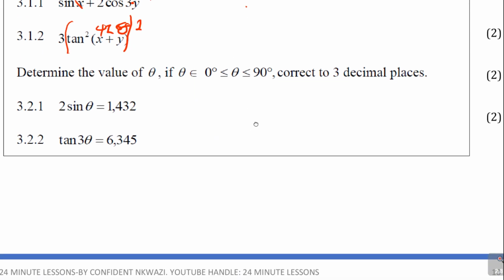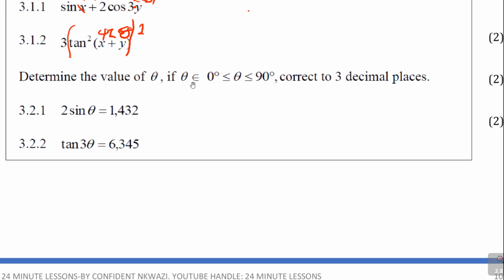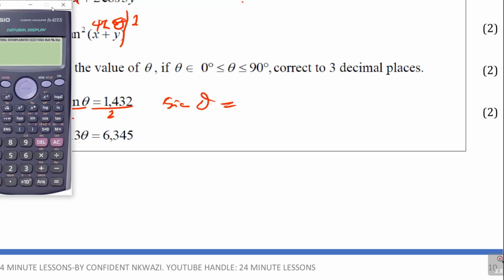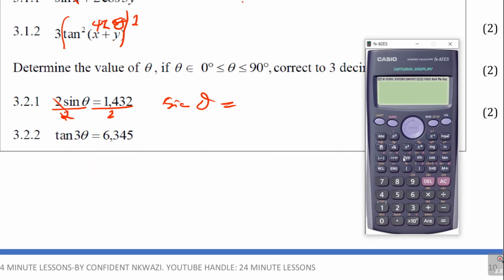And then this one says determine the value of theta if theta is an element of 0 less than theta less than, correct to 3 decimal places. Same thing here. The 2 is a problem there. Divide by 2, so that you've got sin theta equal to what? When you divide by 2, can you try this one out? It's actually simpler now. Just pause the video and try it out. Shift what? Arcsine.